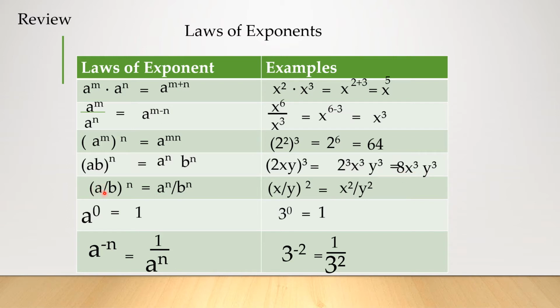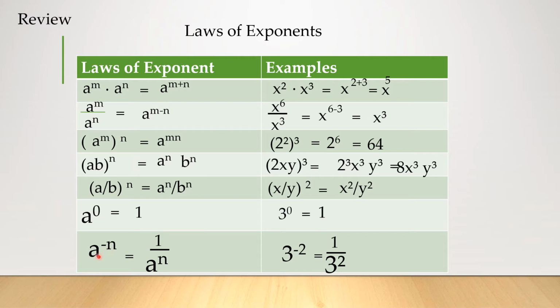Now, we have a quotient raised to a power. It means that we need to distribute the exponent outside the parentheses. Understood, a has 1, so 1 times n is n, and for b also 1 times n is n. So a raised to n divided by b raised to n. Here is an example: x squared divided by y squared. And then, any number raised to 0 is equal to 1. So let's say 3 raised to 0 is equal to 1.